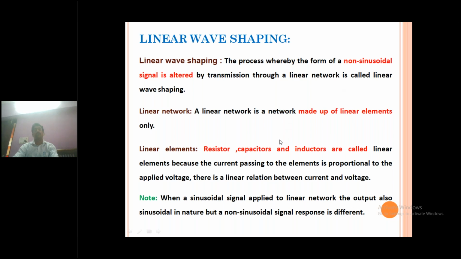And here will be an important one. I already told that when a sinusoidal signal is applied to a linear network, the output waveform shape will also be a sinusoidal waveform. Only the amplitude will be reduced and the phase shift will change. But if you apply non-sinusoidal signals, then the input and output waveforms will differ. This is the major definition of linear wave shaping: concentrating on non-sinusoidal signals, where the output waveform shape will change.